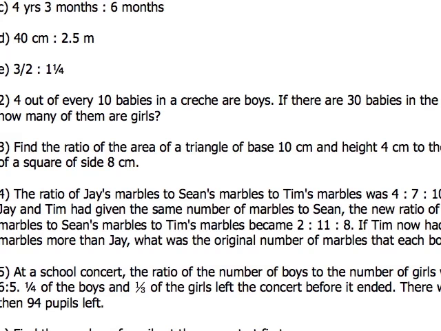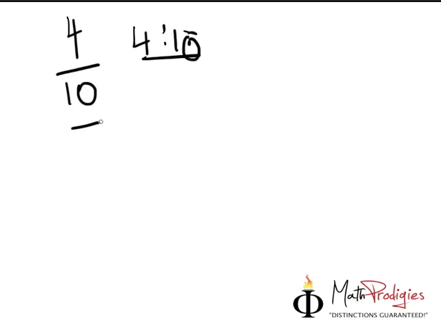Let's just say 4 out of every 10 are boys. So it means 4 out of 10, or 4 over 10, or 4 is to 10. It's all the same thing. So in this case, how many units are there together? There are 10. So let's just imagine 10 babies.